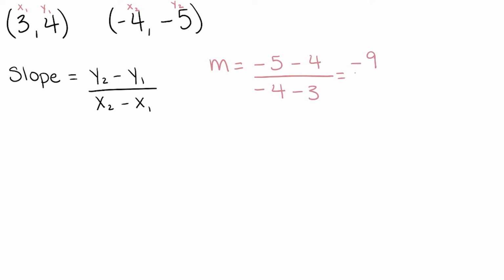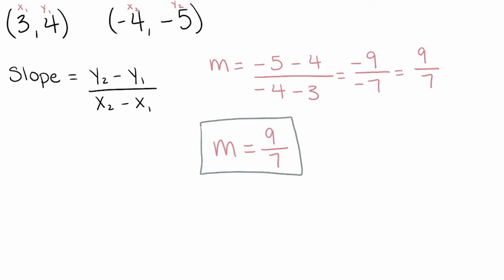-5 minus 4 is -9. -4 minus 3 is -7. So this is equal to 9 over 7. And the slope of our line between these 2 points would be 9 over 7.